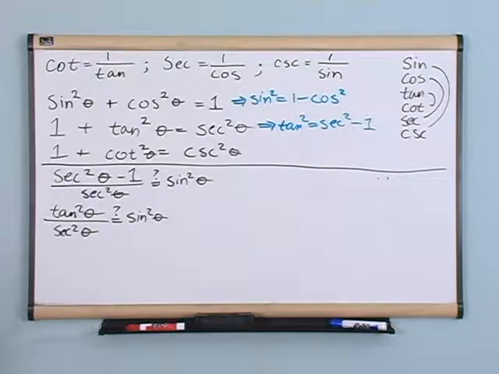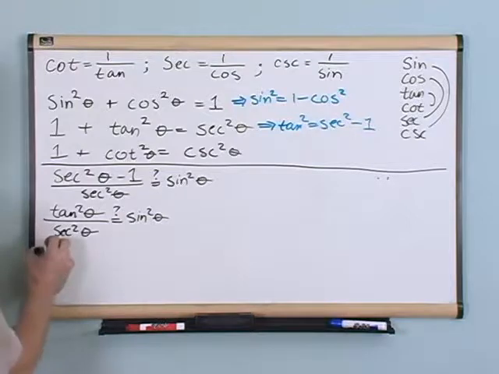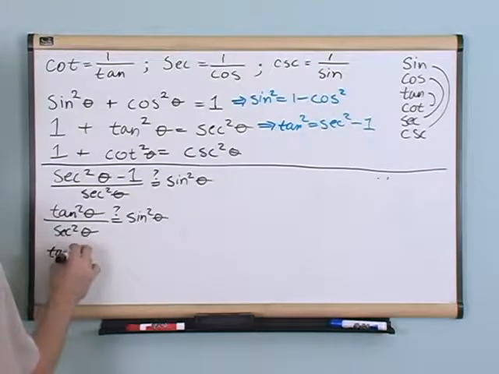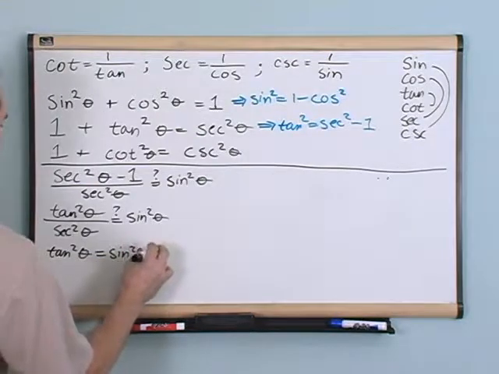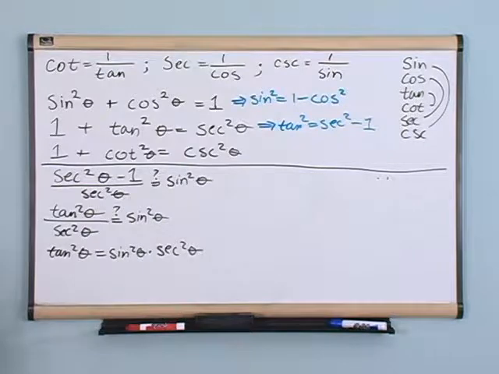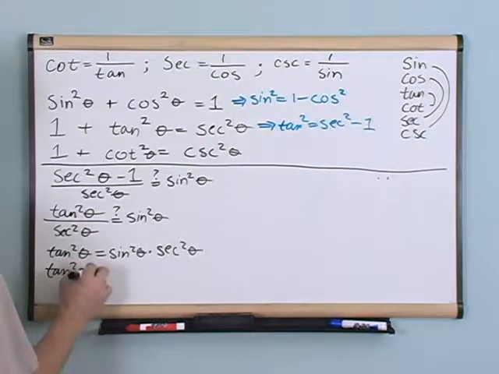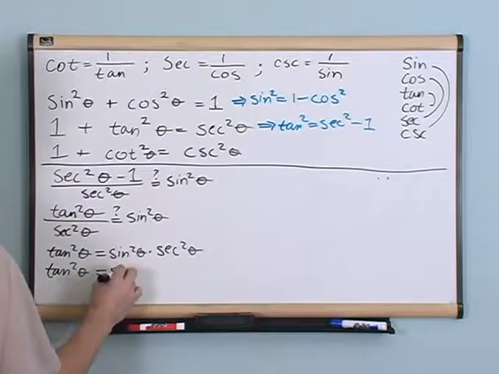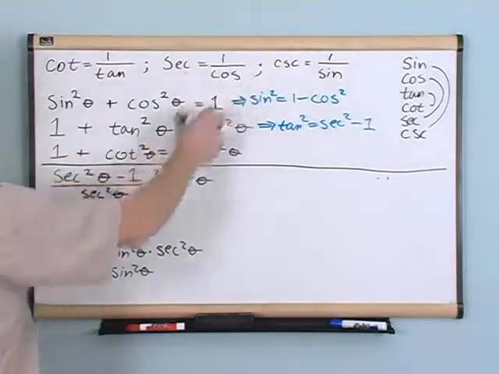Okay, the next thing to really do is, let's go ahead and move this secant squared over here, so I can say tangent squared theta is equal to sine squared theta times secant squared theta. All I did was multiply both sides by secant squared. And then I'm going to continue simplifying the right-hand side by noting that secant is equal to 1 over cosine.